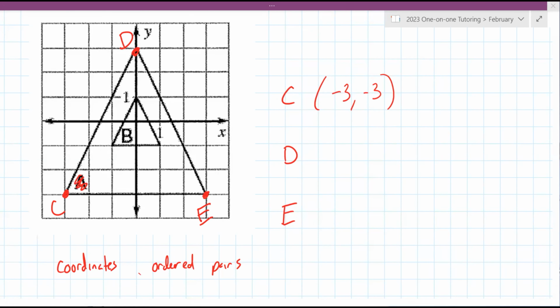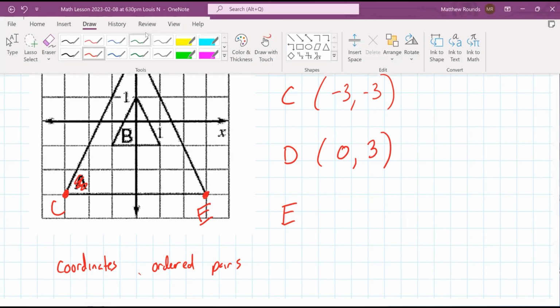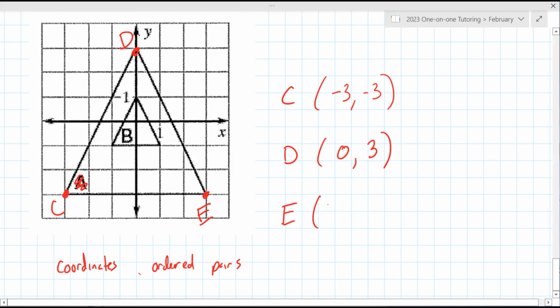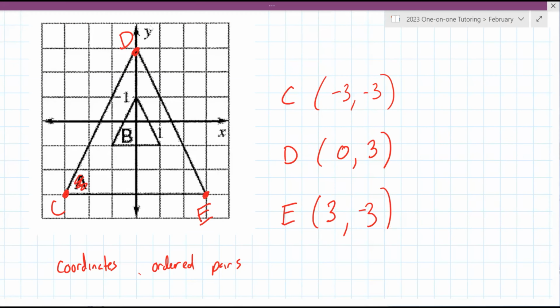D is (0, 3). Yeah, okay, and E. E is (3, -3). Negative 3. I know it's hard when it's on a screen. Don't take too much away from that.